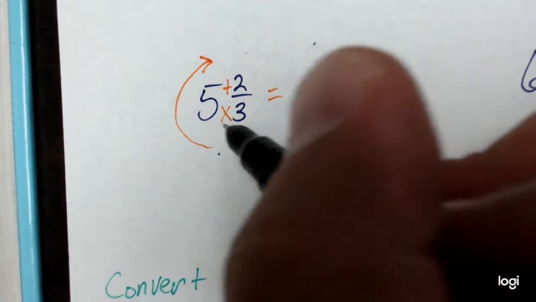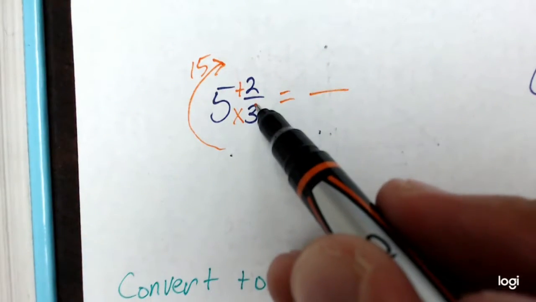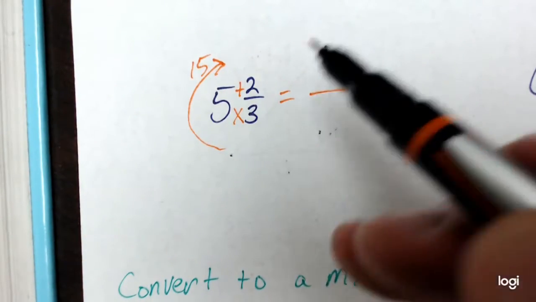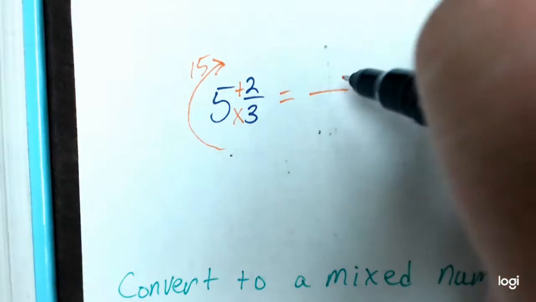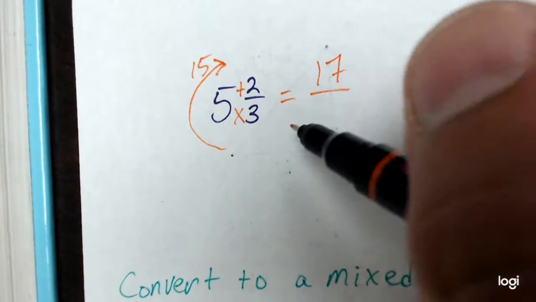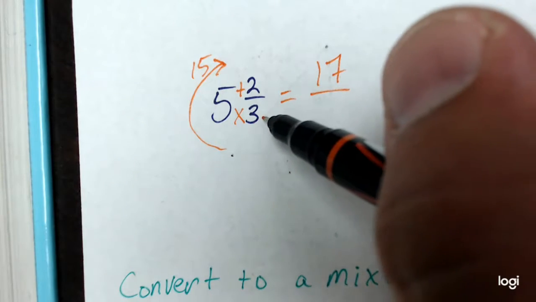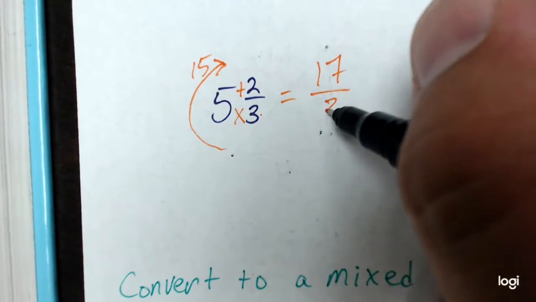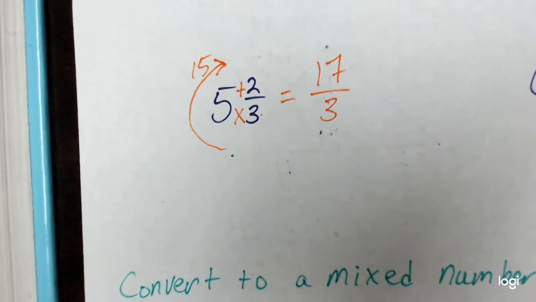So first we do 3 times 5. What's 3 times 5? 15. So I have 15. Now I do 15 plus 2. 15 plus 2 is 17. And that 17 follows this arrow and goes right there on the numerator. So my numerator is now 17. My denominator, wait, I don't have a denominator. Well, the denominator stays the same. The 3 just moves over, and that is 5 2/3 as an improper fraction.